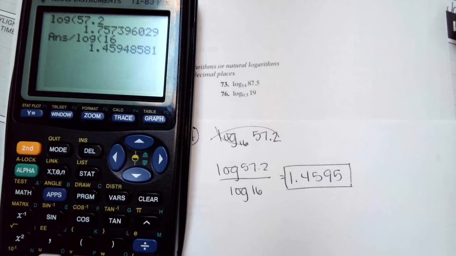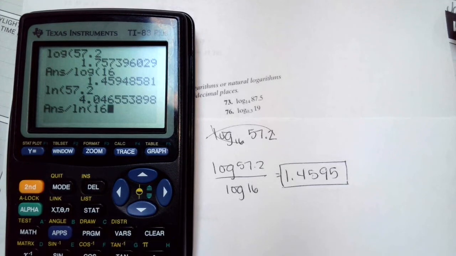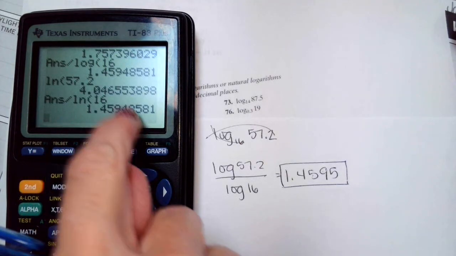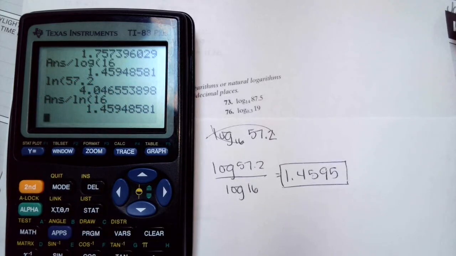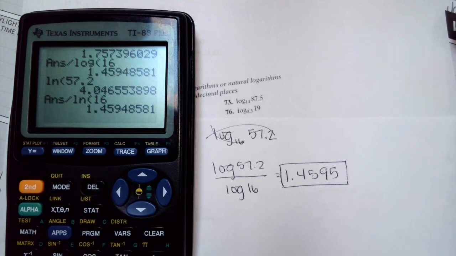Okay. Now we could have also done that using the natural log. So natural log 57.2 and then divide that by natural log of 16. And that gives you the 1.4948. So it doesn't matter which one you use as long as you are consistent in using natural log for both of them or log for both of them.